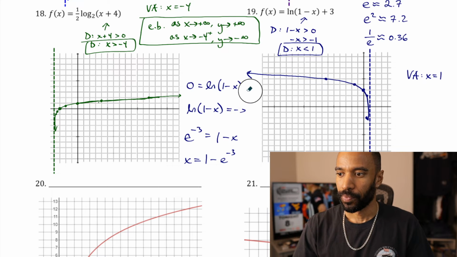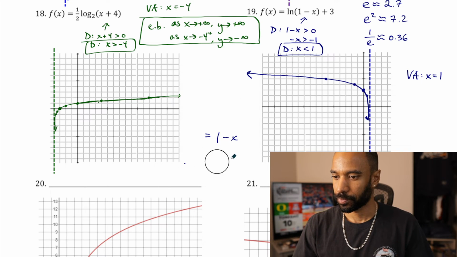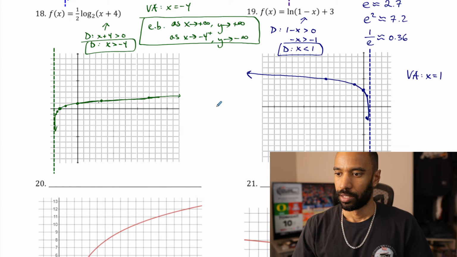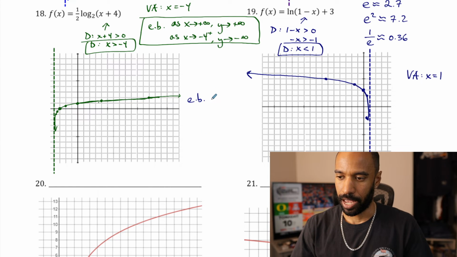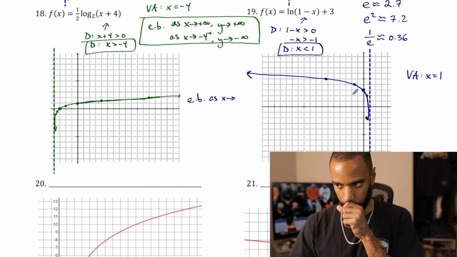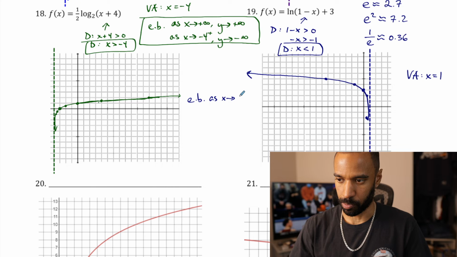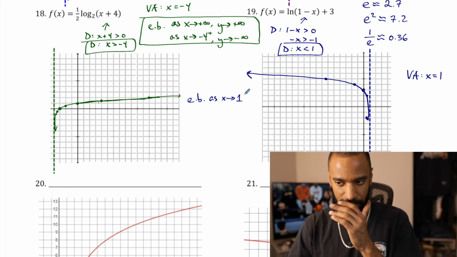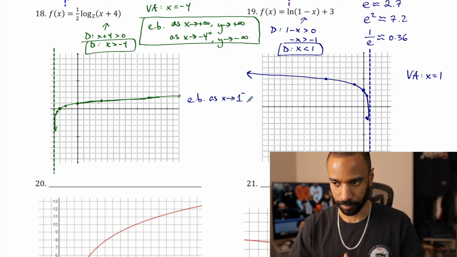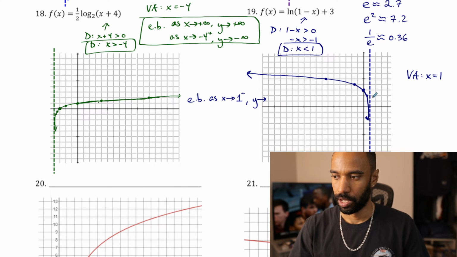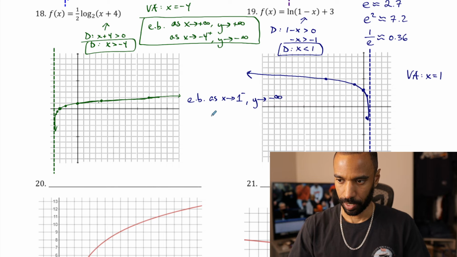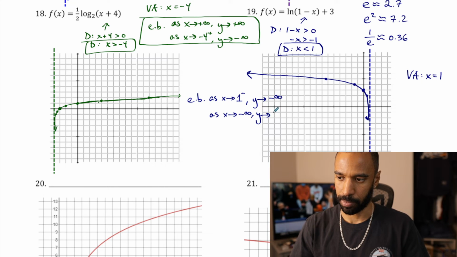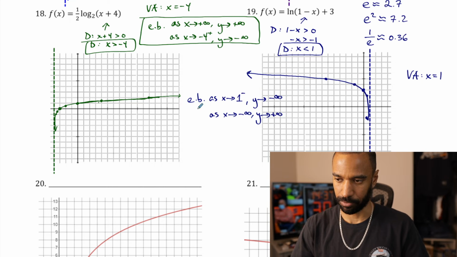Let's go and erase that. End behavior. Good thing I'm color-coded because I'm going to fit this right here. End behavior. As x approaches, here's where I'm going to say, let's go to the right. We're going to get as close to 1 as possible, but from the negative side. Not the negative side, to the left of positive 1. y approaches negative infinity. And then as x approaches negative infinity, y approaches positive infinity. As we go forever left, we go forever up.